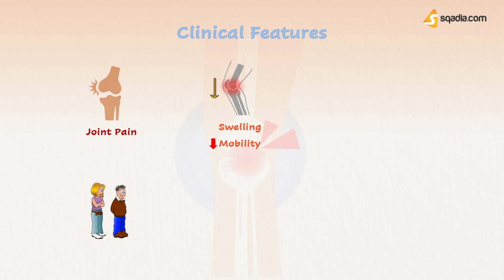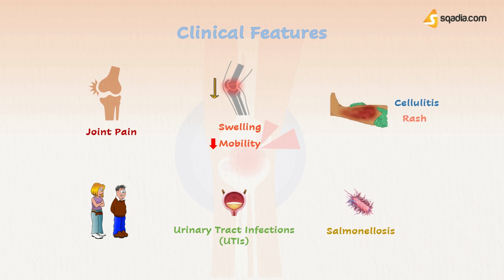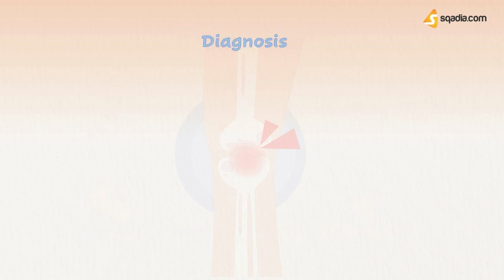In adults, a recent history of urinary tract infections or an infection by Salmonella may also be reported. Other signs of infection, such as cellulitis or a rash, may be present. A diagnosis can be made by a diagnostic tap, which can be sent for culture.